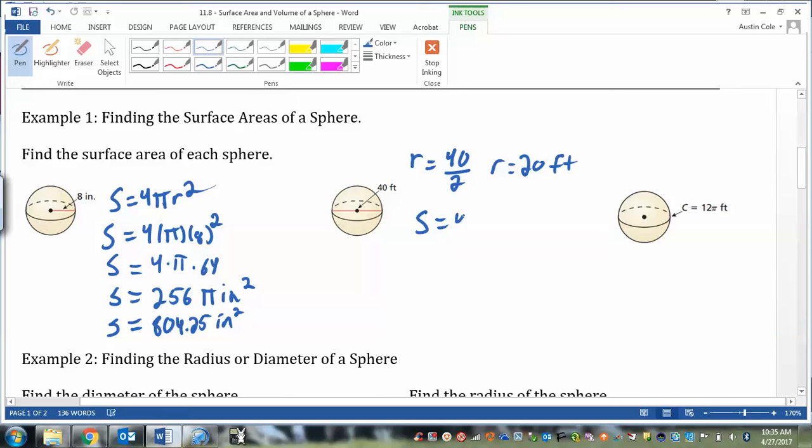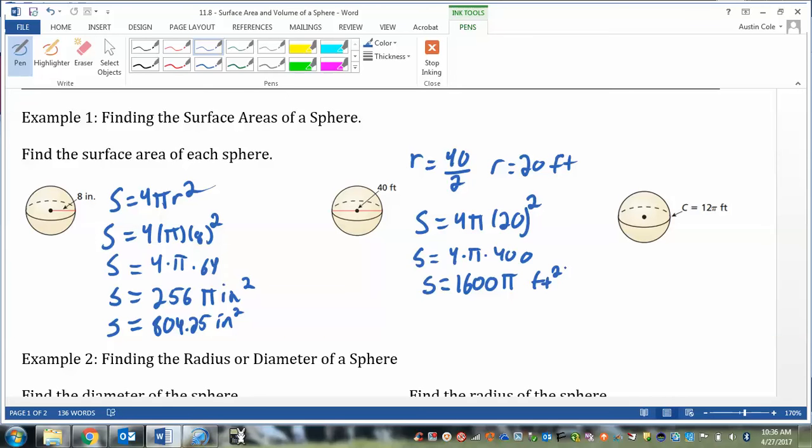So we've got S equals 4 pi times our radius that we just found, which is 20. What's 20 squared? 400. So you've got S equals 4 times pi times 400. What's 400 times 4? 1600. And that is feet squared, right? So your surface area in terms of pi is 1600 pi feet squared.